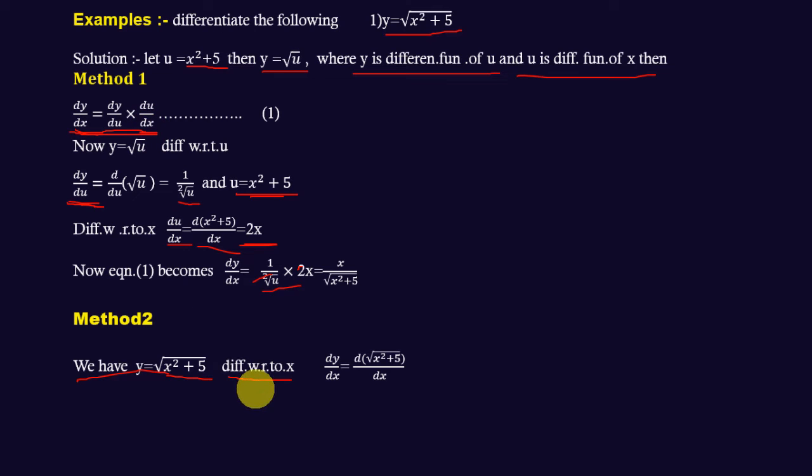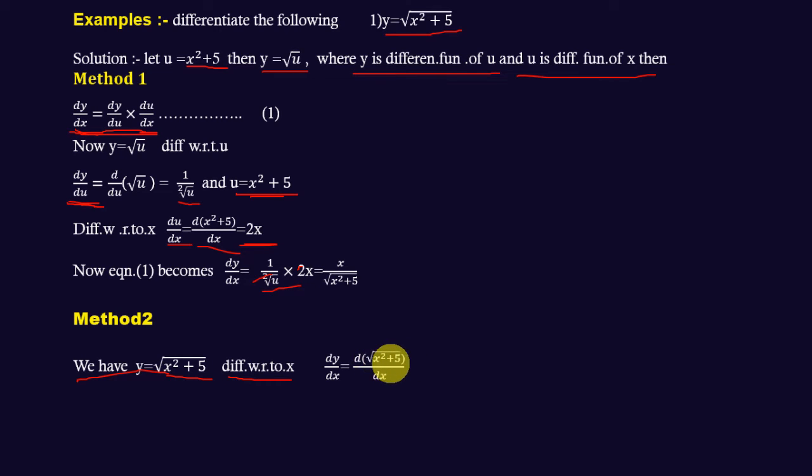But in the second method we directly differentiate y with respect to x, where y is the square root of x square plus 5. We know that for differentiation of a square root term, we differentiate the square root term first and then the inside term, x square plus 5. That is, keep x square plus 5 as u in mind and then differentiate the square root term.